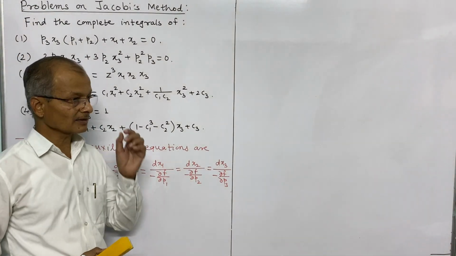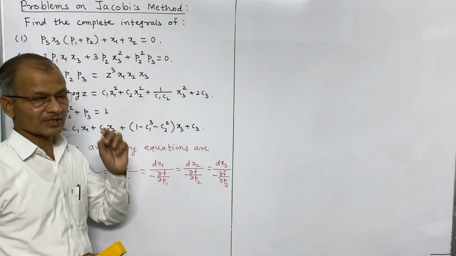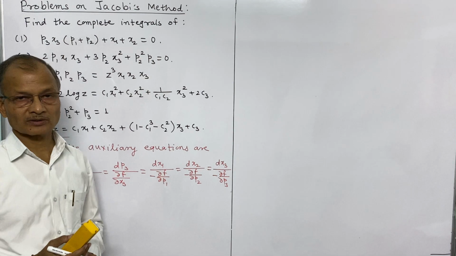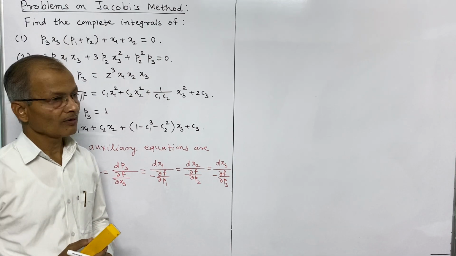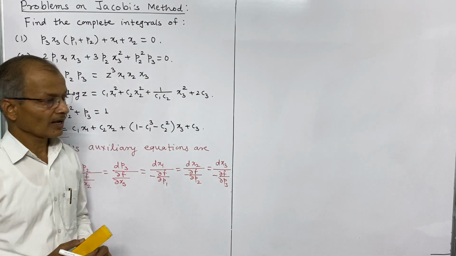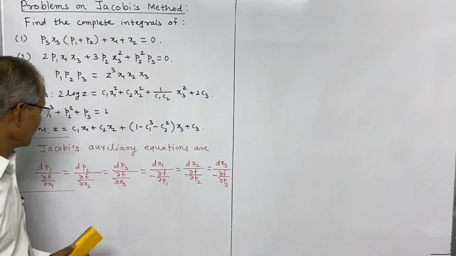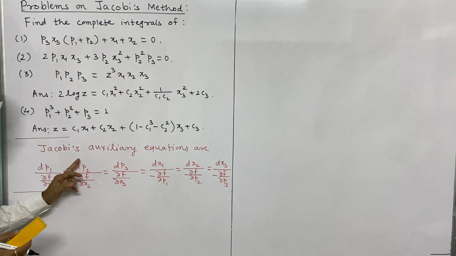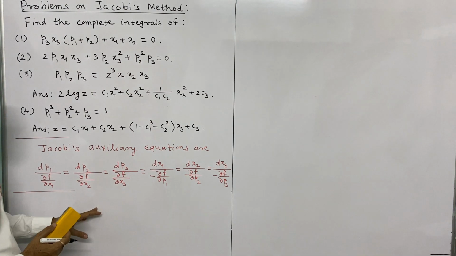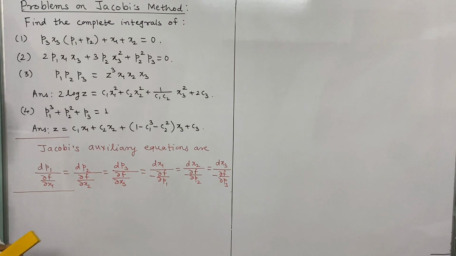Dear friends, last time we have studied Jacobi's method, which is used to solve nonlinear partial differential equation of order 1 which contains 3 or more independent variables. And in that we have obtained these as Jacobi's auxiliary equations. In this lecture, we will solve some problems on Jacobi's method.